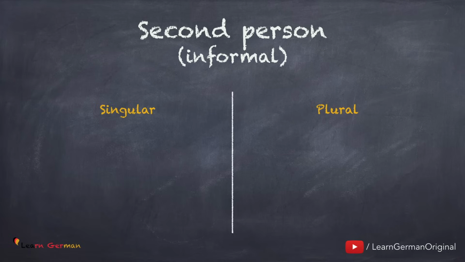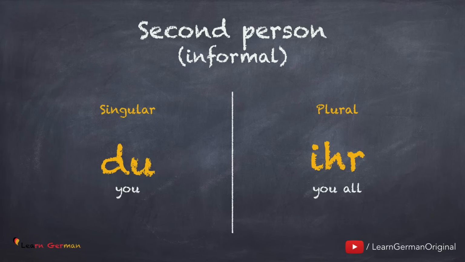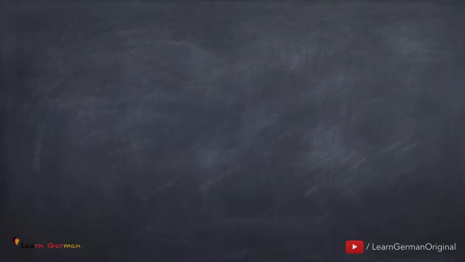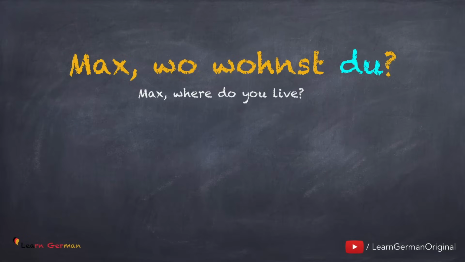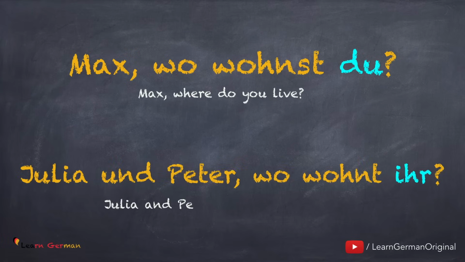In singular, that is when we are talking to a single person, we use du, and in plural, when we are talking to more than one person, we use ihr. Here's an example for each one of them. Max, wo wohnst du? Max is a single person, hence we use du.